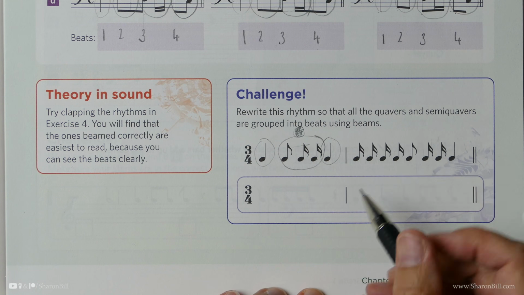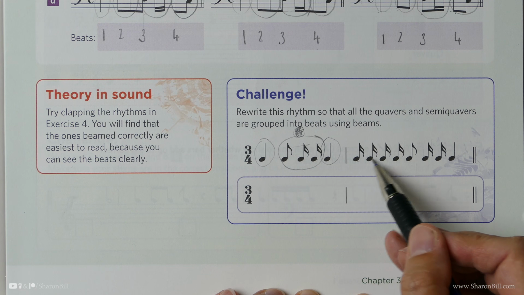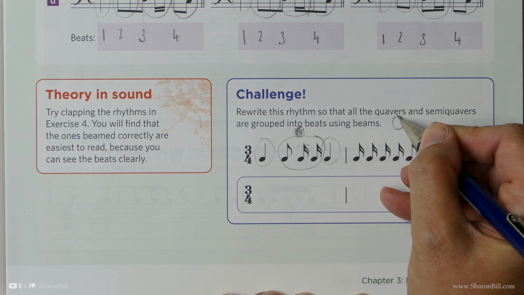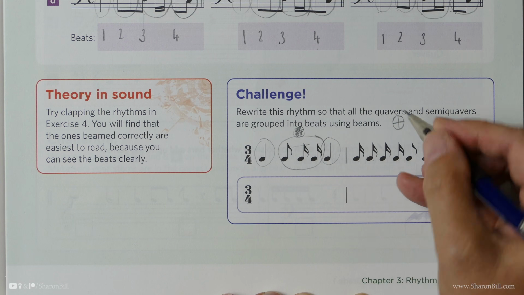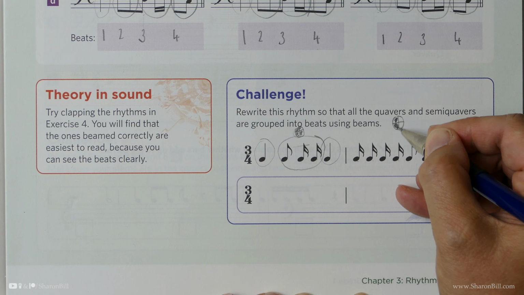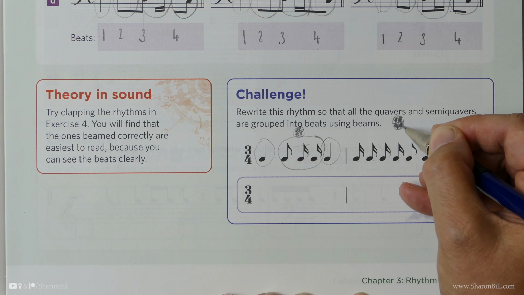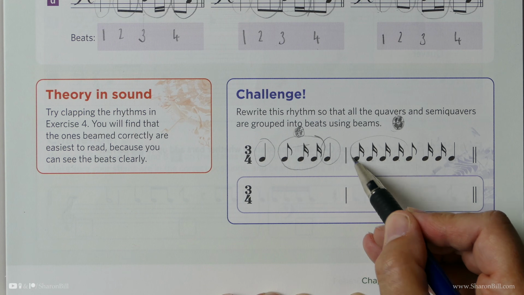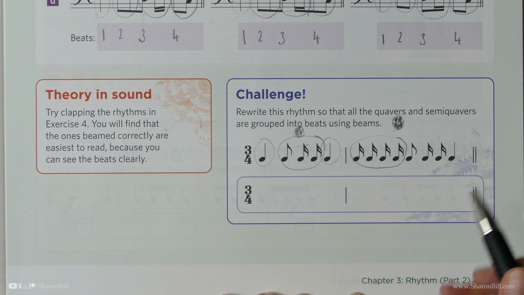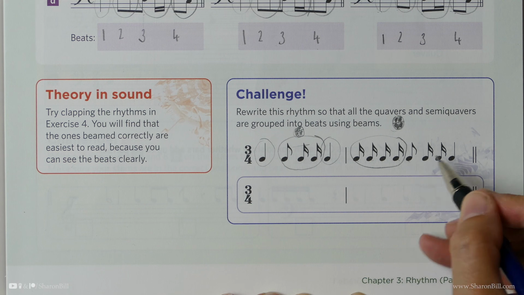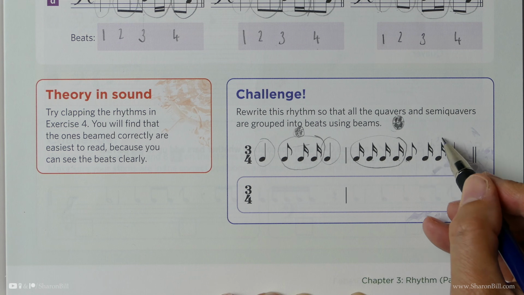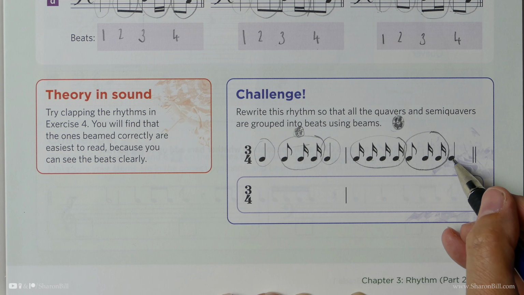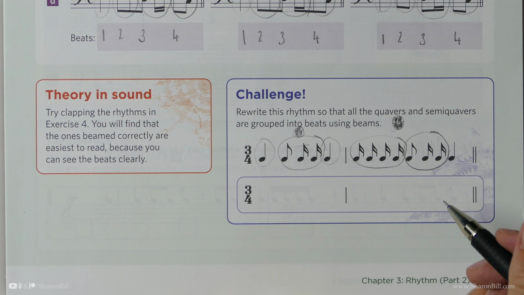Next bar. We know that there are 4 semiquavers in a crotchet beat because a semiquaver is a quarter of a beat each. A quarter plus a quarter makes a half, and 4 quarters makes a whole. So 1, 2, 3, 4 quarters makes a whole beat. There we go. And then here we have half, quarter, quarter. There's beat 2 and then there's beat 3. So we've done all the hard thinking.